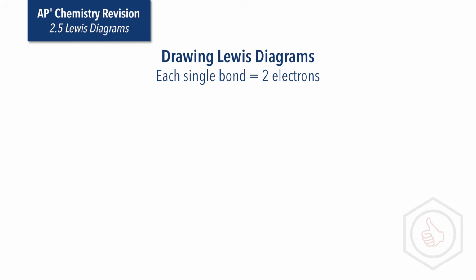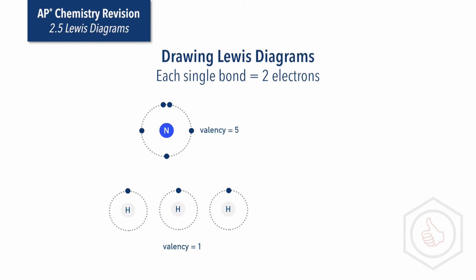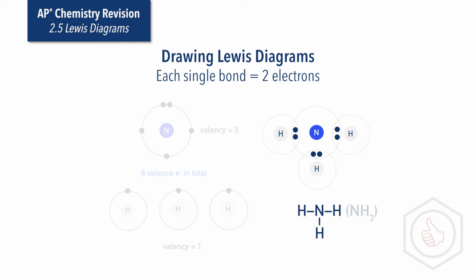So for example, with ammonia NH3, the nitrogen atom has a valency of 5, meaning 5 electrons in its outer shell, and each hydrogen atom has a valency of 1, meaning 1 electron in its outer shell. This gives us a total of 8 electrons. We would have 3 single bonds between the nitrogen and hydrogen atoms, represented by 2 dots, and this would leave a lone pair of electrons on the nitrogen atom, shown as 2 single dots.